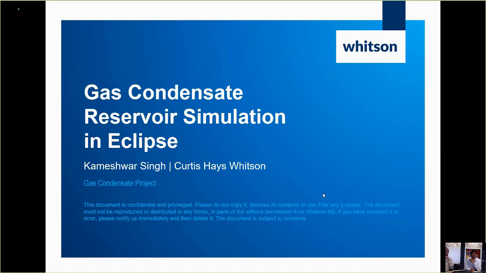Yeah, so I'll go through the Eclipse keywords which we need to use in gas for pseudo pressure options, and how to include capillary number effect in Eclipse 100 and 300, and how to include non-Darcy effects. And then I have one example from one of the previous studies. I'll go through how we got the data and then how we included that.